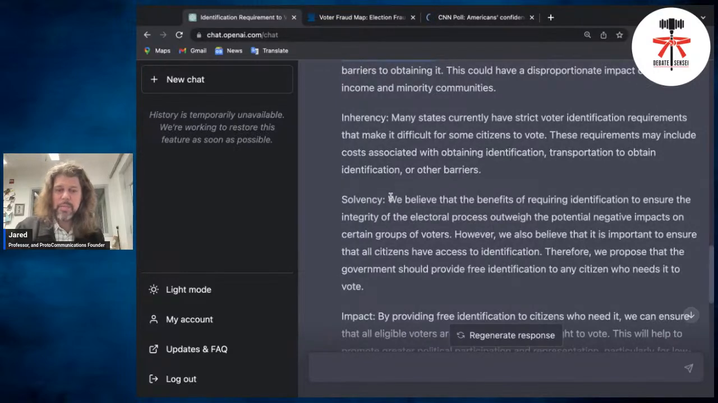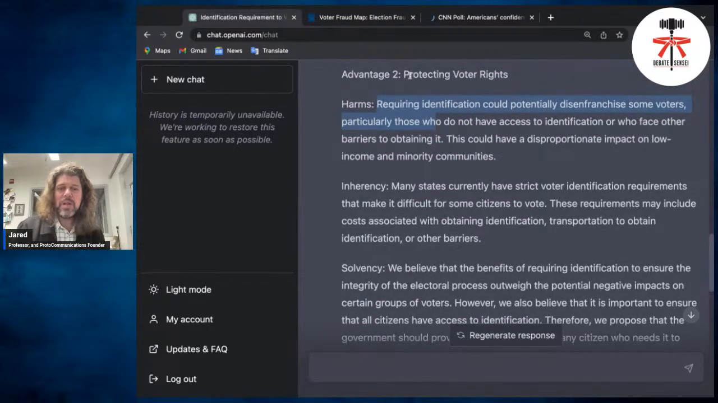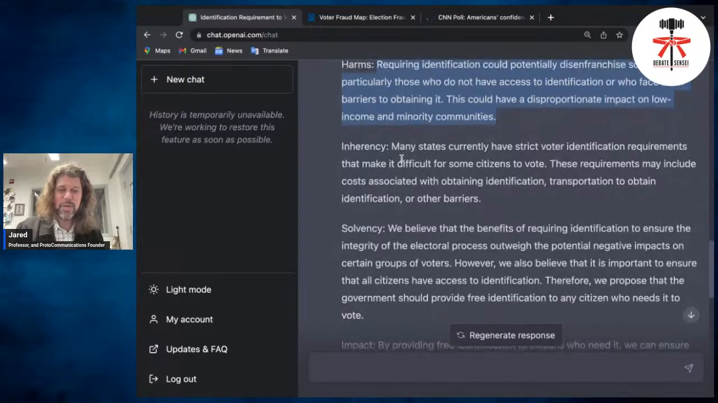So this one's talking about how, I'm trying to read what it said about voter rights. The required identification could potentially disenfranchise some voters, particularly those without access to identification or who face other barriers to obtaining it. This could have a disproportionate impact on low income and minority communities. That does not sound like something that belongs in the affirmative speech, right? That your ID is going to make it so that some people get disenfranchised. So I'm trying to find out why it's listing this as an affirmative.